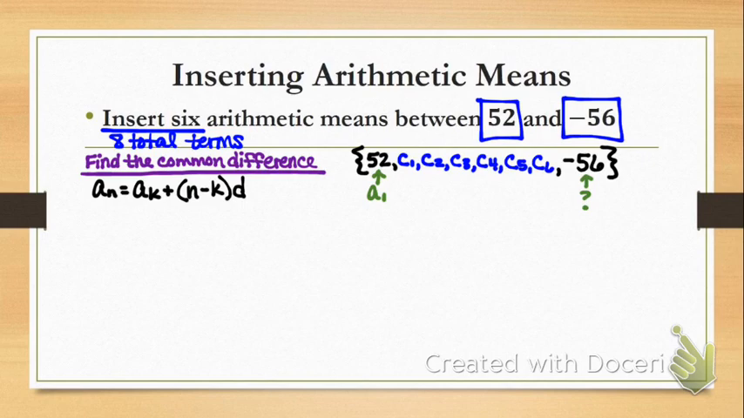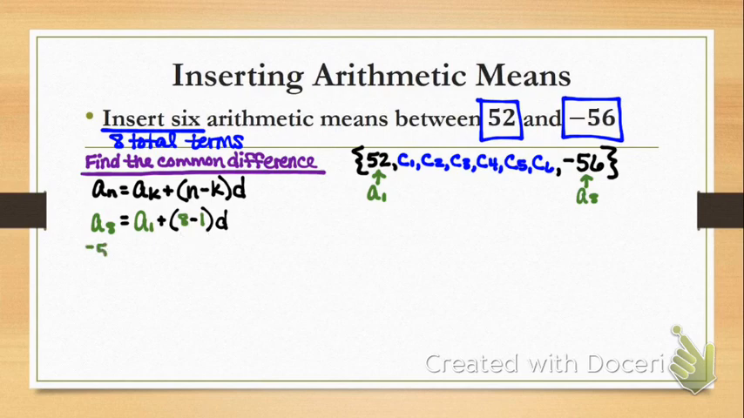What is the common difference? Negative 108 over 7 is correct. 56 is the 8th one in line, so this would be a sub 8. So we would have a sub 8 is equal to a sub 1 plus 8 minus 1 times the common difference. Here's where that 7 is coming from.